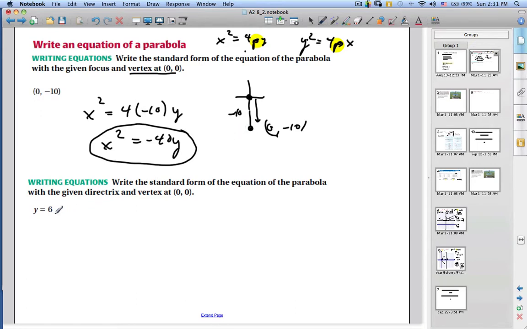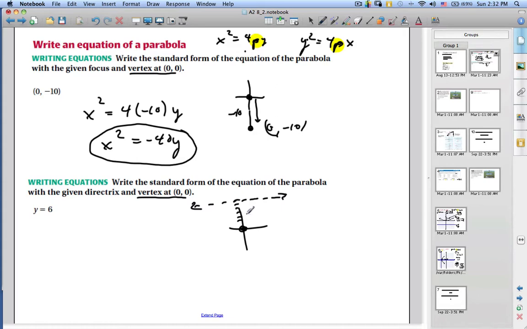All right, now they're telling me a directrix. So same thing, I'm going to draw a sketch. Here's my vertex. It's at 0, 0. And my directrix is at y is equal to 6. 1, 2, 3, 4, 5, 6. That's a horizontal line here. Okay, that means my axis of symmetry is vertical, so this is also in this x squared form.